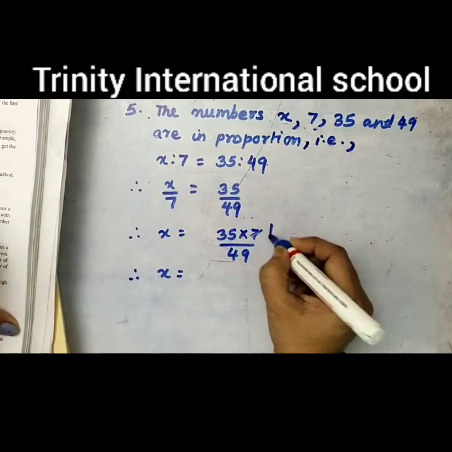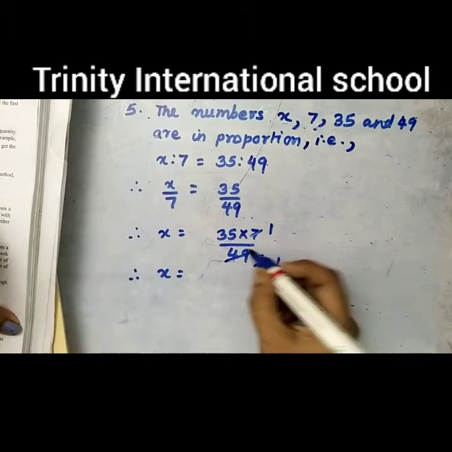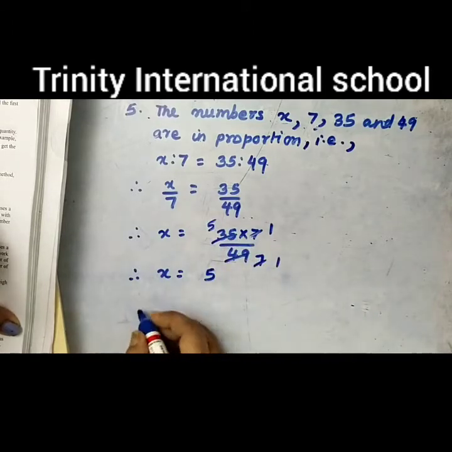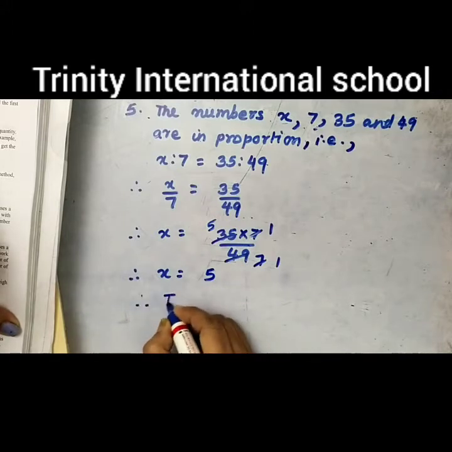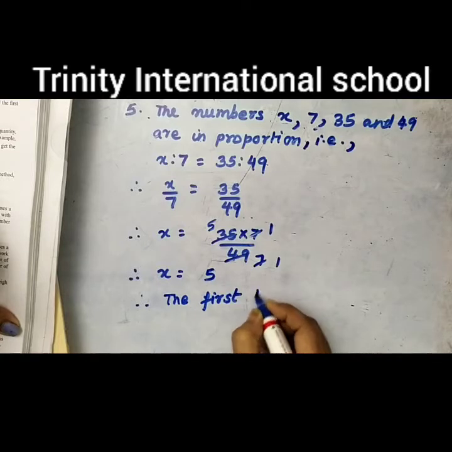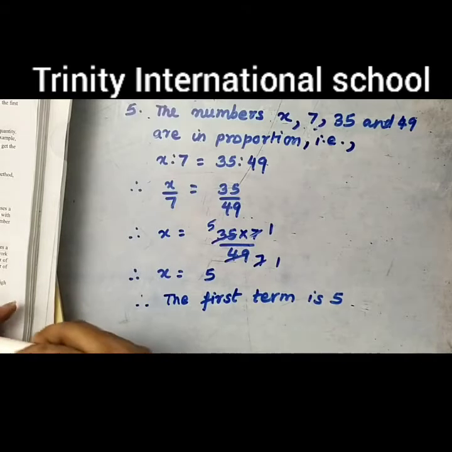So 7 ones are 7, 7 sevens are 49, then 7 ones are 7, 7 fives are 35. So your x comes as 5. Therefore the first term is 5. So like this you have to find out the terms. So with this we complete exercise 8.2, and it is very easy, isn't it?